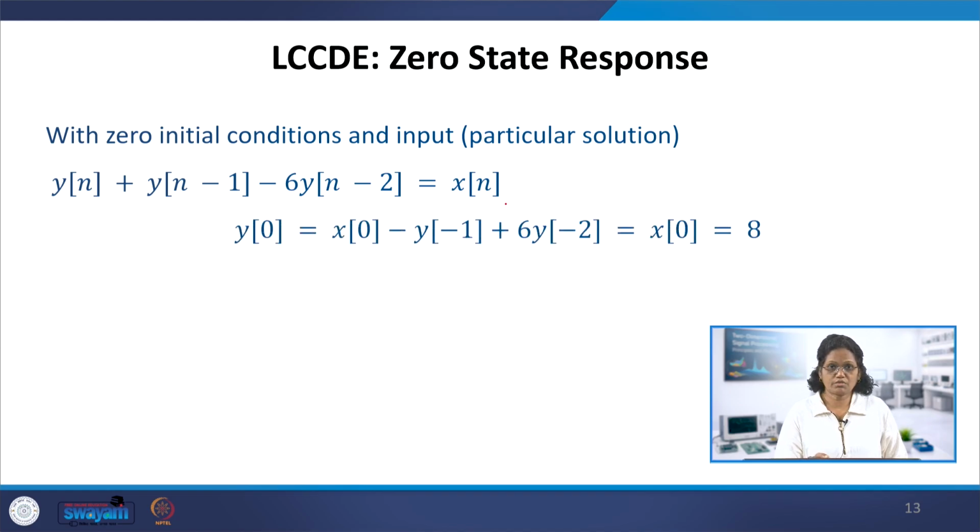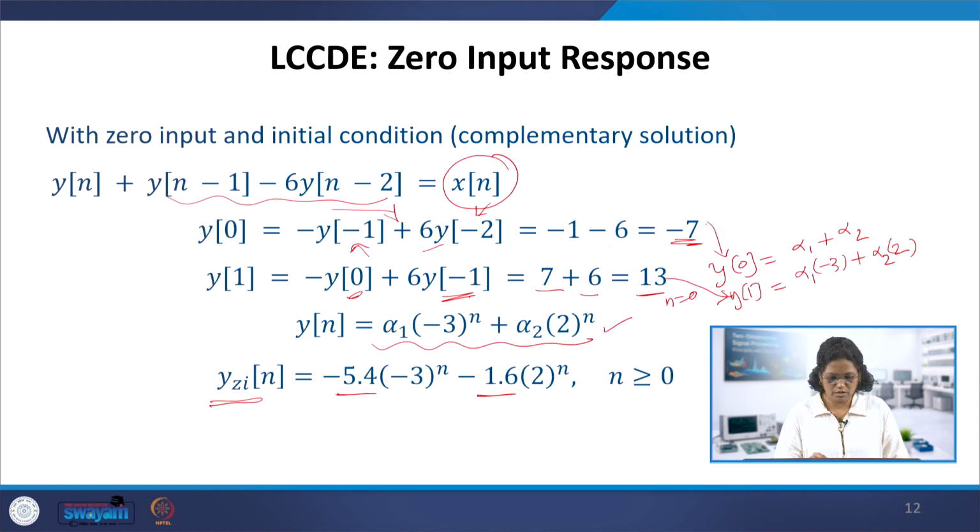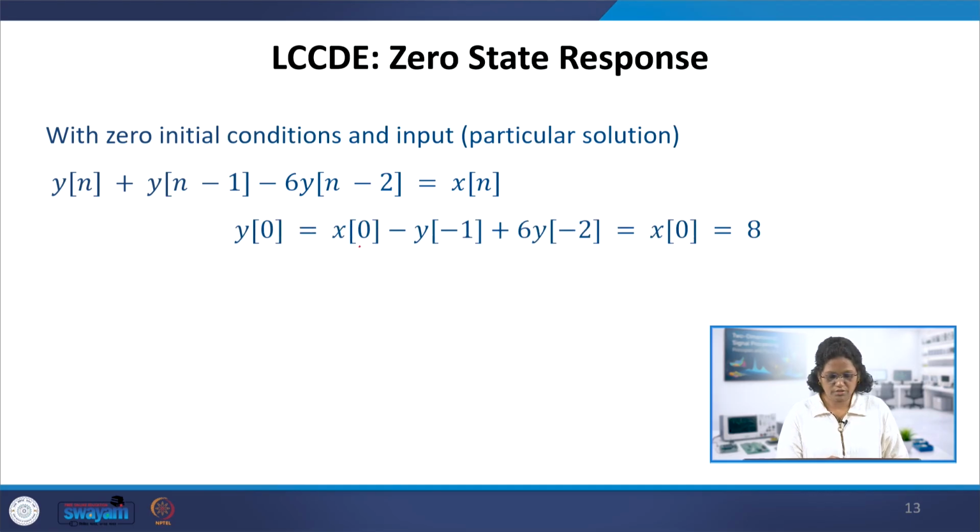Let us note the difference between finding this y of 0 in the zero state response and the case of the zero input response. How did we find y of 0 there? Here, x of n is now taken into account, that is x of 0. In the previous case, x of n was made 0, and we had x of 0 minus y of minus 1, and if n is 0, this is 6 y of minus 2. These two values are known from the initial conditions. Here it is going to be x of 0 simply, which is equal to 8.